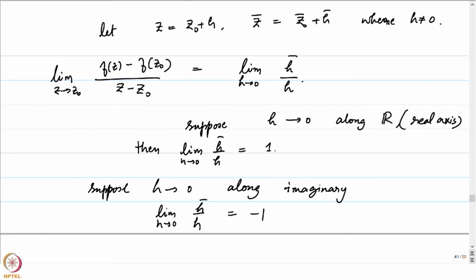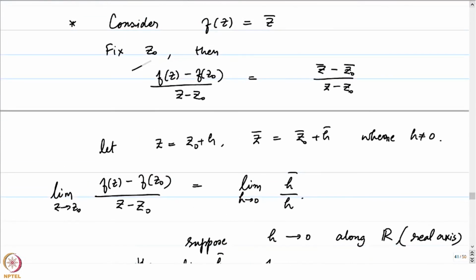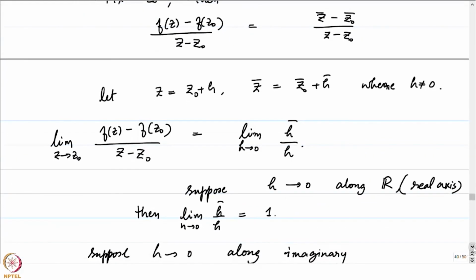At any point z naught on the complex plane you take, you fix any z naught, we can show that the limit of the ratio f of z minus f of z naught by z minus z naught does not exist. So this is a function which does not have a complex derivative at any point.